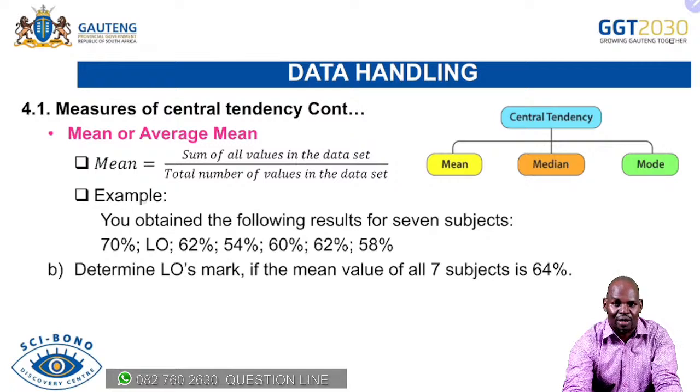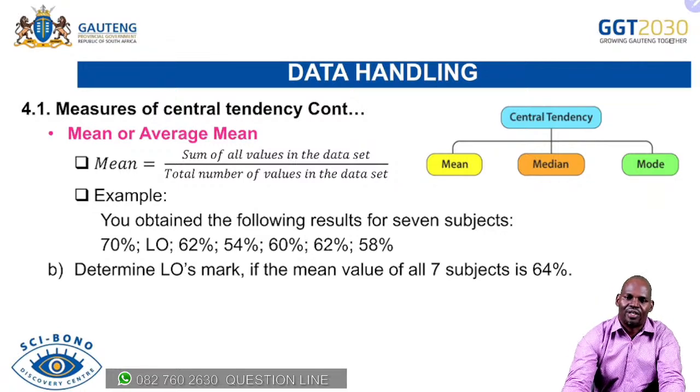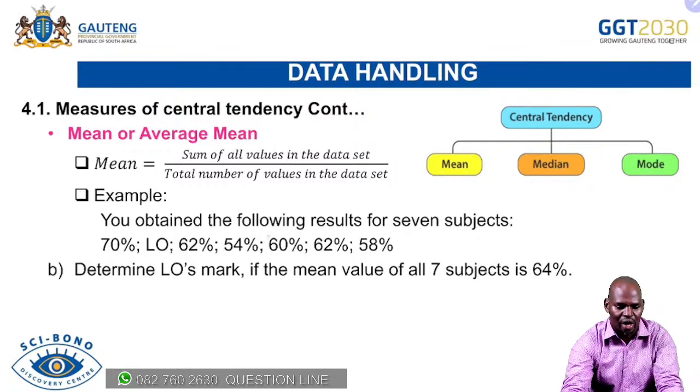Then they say, for example, you obtain the following results for 7 subjects: 70%, and then there you've got LO, but the mark for LO is not indicated. And then you've got 62%, 54%, 60%, 62%, 58%. Forget about the previous example. Here we're looking at a different way of asking a question about a mean.